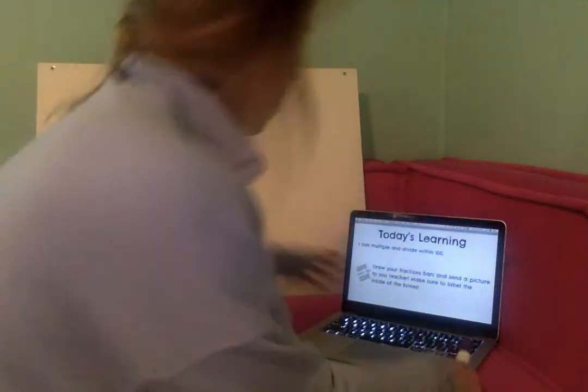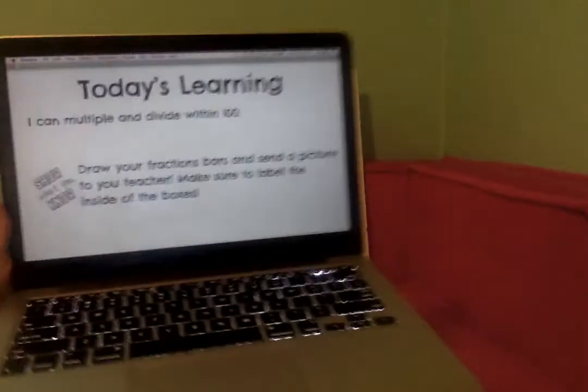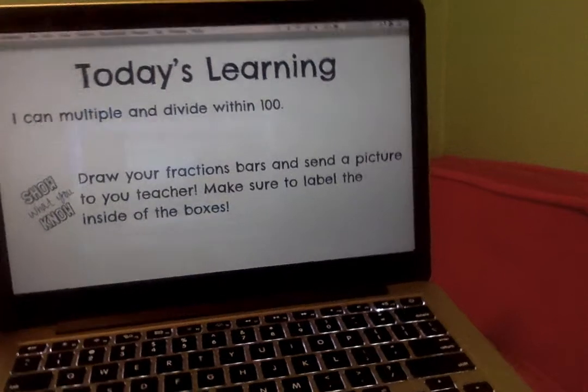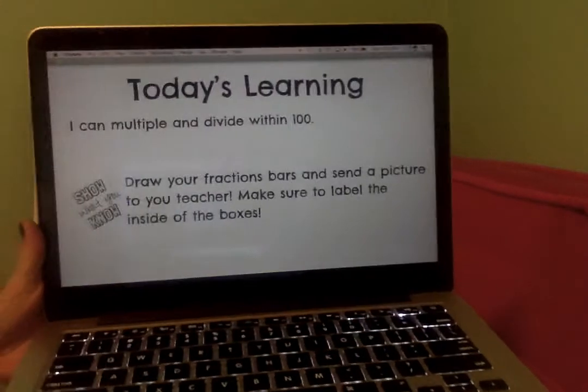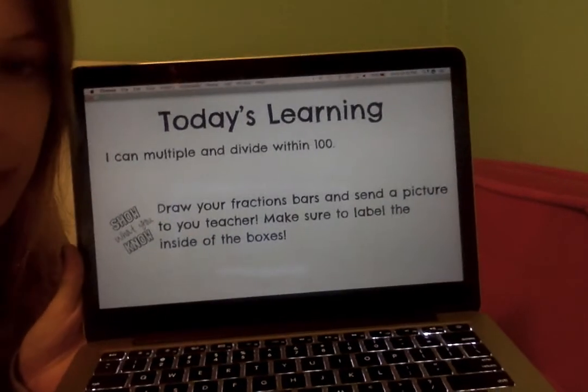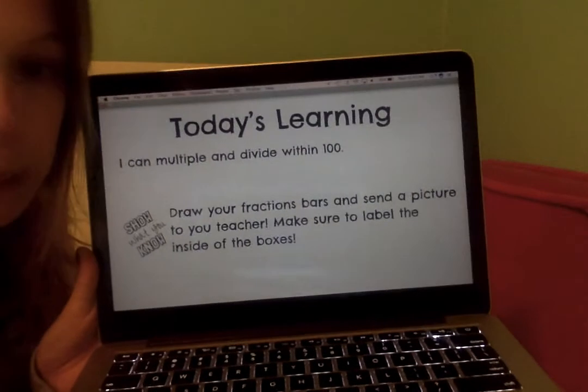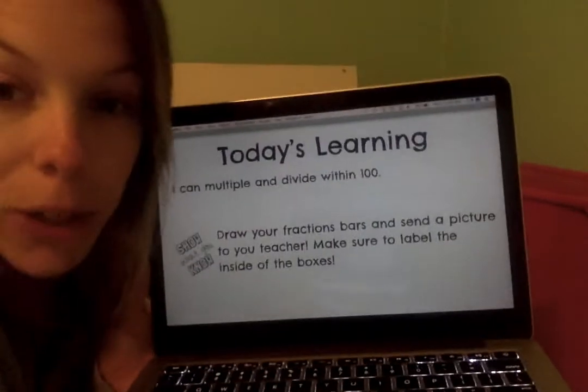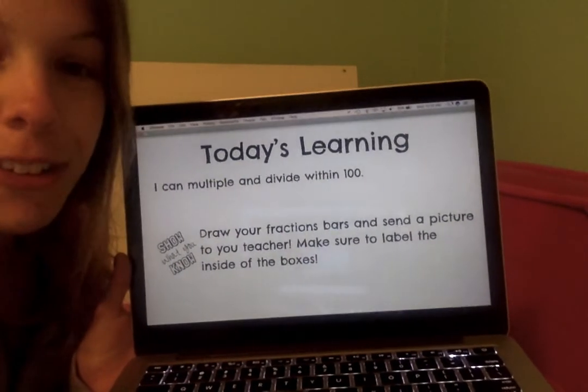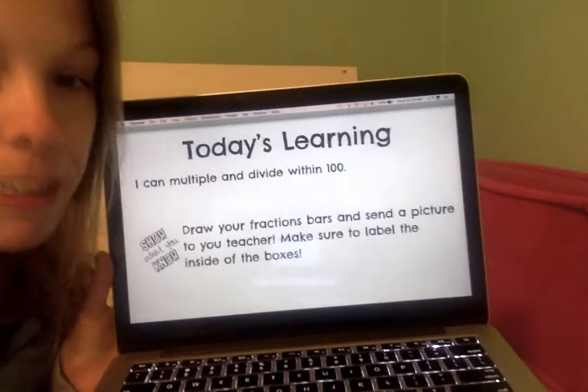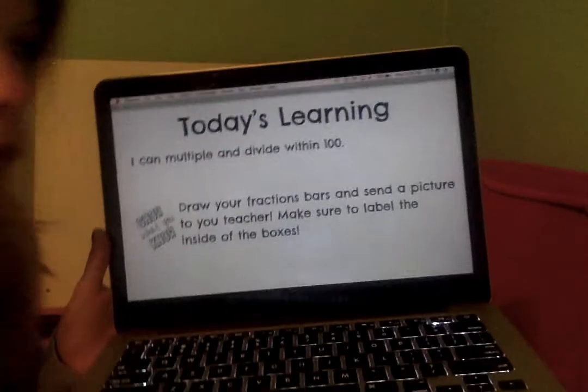All right, moving on. For today's learning, you are going to be multiplying and dividing within 100. Guys, this is something you learned at the very beginning almost of school, especially multiplication. Remember your songs that we have taught you in class. I promise they'll be very helpful.